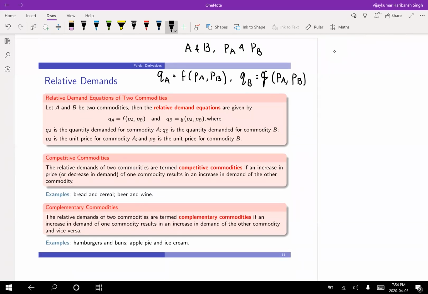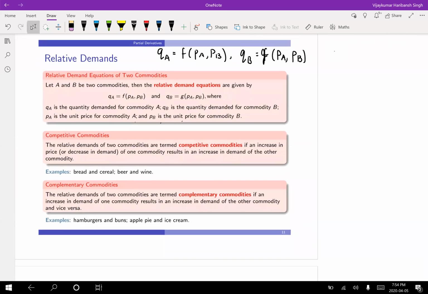So PA is the unit price for commodity A, and PB is the unit price for commodity B, right? Now, the relative demands of two commodities are termed competitive commodities if an increase in the price of one results in an increase in the price of the other commodity. Such commodities are called competitive commodities. Okay, that's the definition. For example, bread and cereal, right? If the bread price goes up, then the cereal price will also go up.